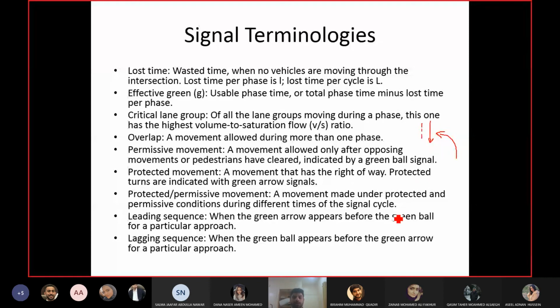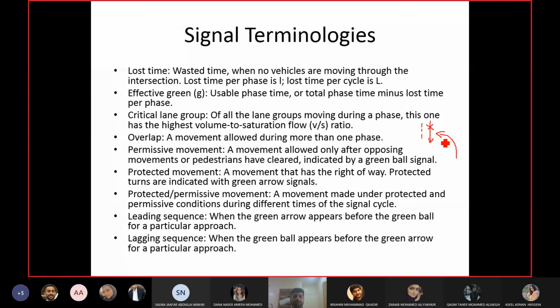Protected movement, a movement that has a right of way. The movement is indicated with a green arrow. That means you are giving the green arrow for this left turning. That means these pedestrians may be having some sort of indication that you cannot move, and these vehicles will also be having red. So this movement will have the complete right of way because now you have designed it in a protected manner. When this movement is happening, no other movement is happening.